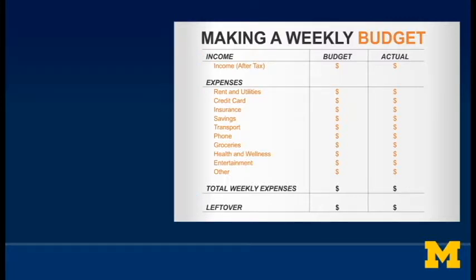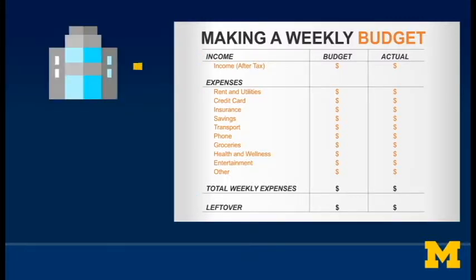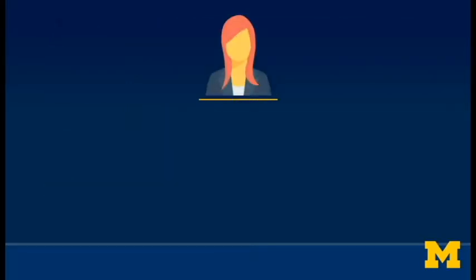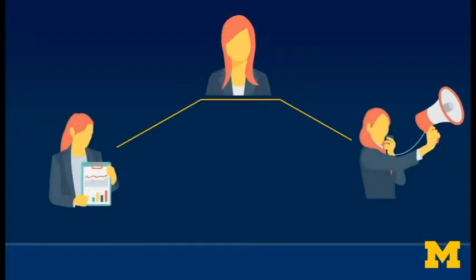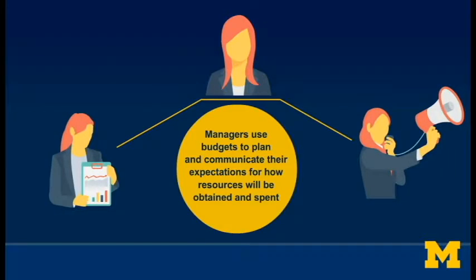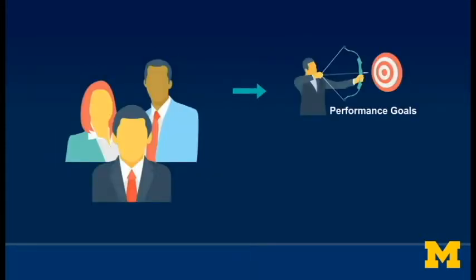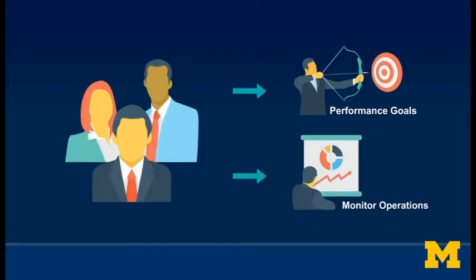The purpose of budgeting for an organization is essentially the same as budgeting for an individual or a family. Managers in an organization use budgets to plan and communicate their expectations for how resources will be obtained and how they will be spent. Budgets are also an important tool for senior managers to establish performance goals and to monitor operations to ensure that those goals are met.